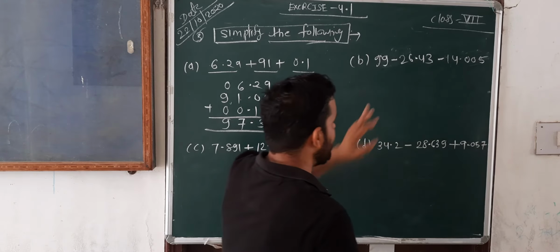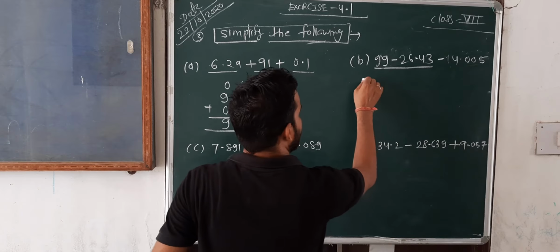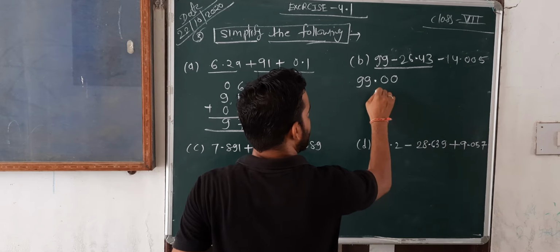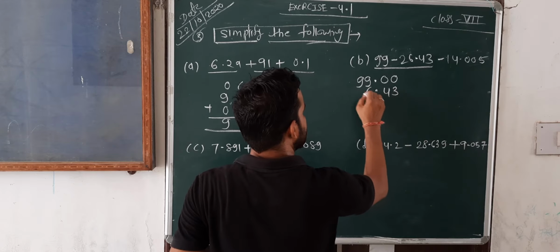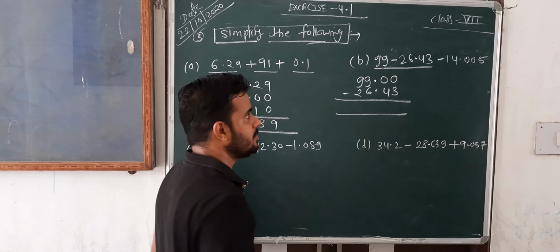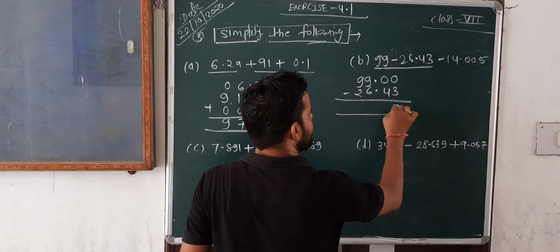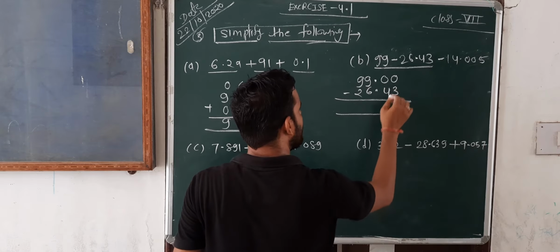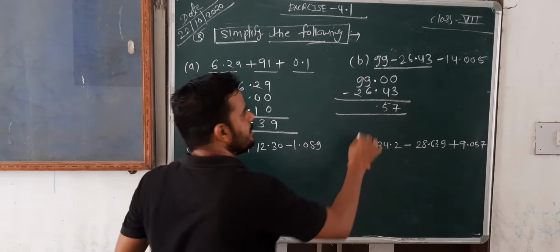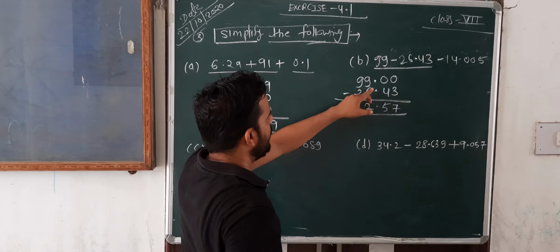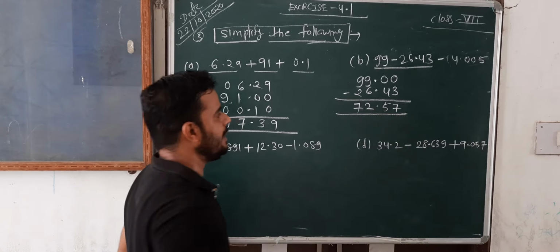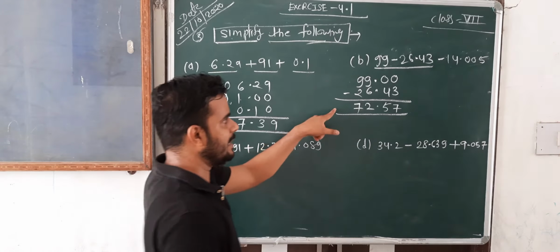Same actually, just see, 99 is positive but 26.43 is negative. So first you have to subtract both of these. 99.00 and 43.6. Subtract first both of these. Okay, so 10 minus 3, then 7. 9 minus 4, then 5. Okay, so here 8 minus 6, then 2. 8 minus 6, then 2. Afterwards 9 minus 2, then 7. 72.57 is the remainder.